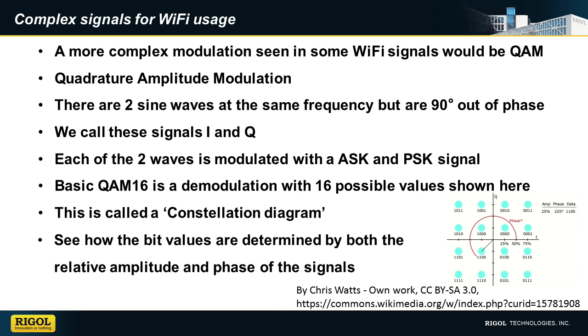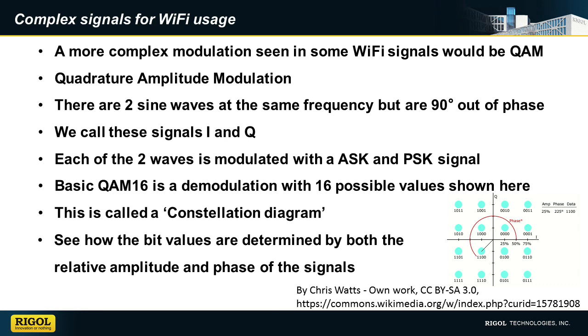One good example is what we use today for Wi-Fi signals, very commonly: a complex signal type called QAM, or quadrature amplitude modulation. This really uses a combination of phase modulation and amplitude modulation together with two sine waves that are at the same frequency but 90 degrees out of phase. In this sort of data type, we call these signals I and Q. So this is a type of IQ modulation. Each of these two waves is modulated with both amplitude shift key and phase shift key modulation.